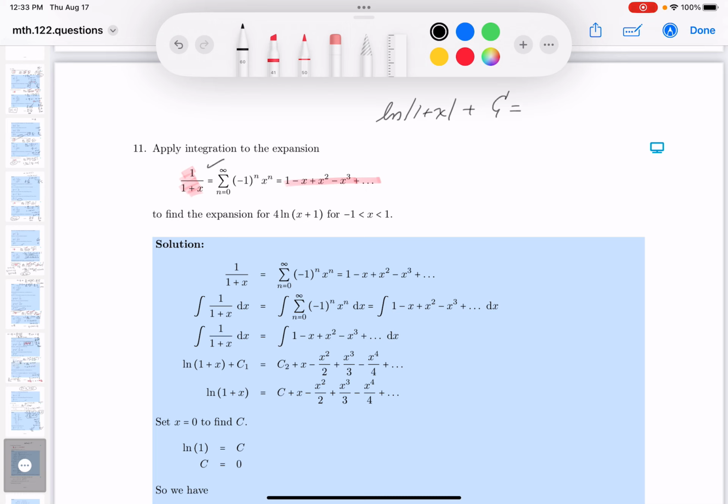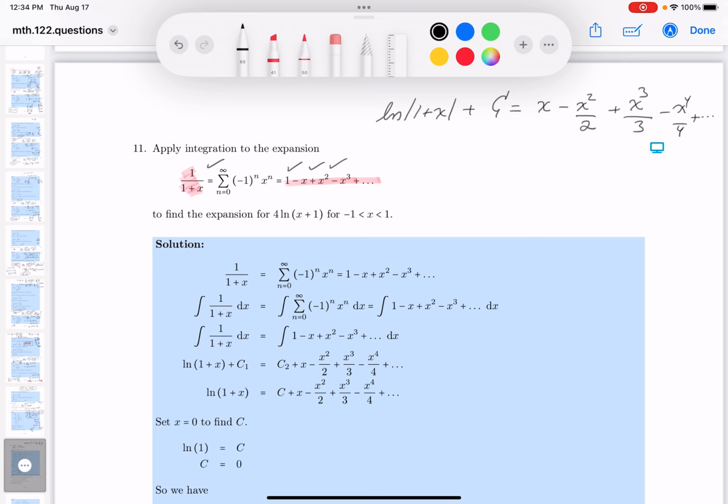And that side's done. And then what you're going to do is integrate the other side. What are you going to get? x minus x squared over 2 plus x cubed over 3. Again, I'm doing term by term integration. That would be x minus x squared over 2, x cubed over 3, minus x to the fourth over 4. And I think you get the idea. Yada, yada, yada. Now, what do they want me to do?